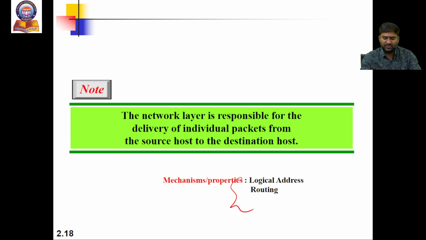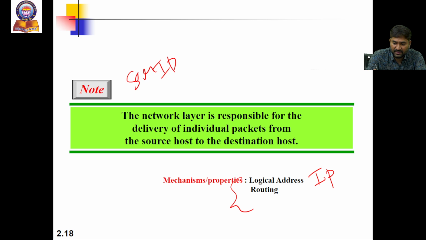It has two mechanisms: logical address and routing. Logical address is nothing but an IP address. When the packet is received by the network layer, the network layer adds an IP address here. We add the source IP address and destination IP address at this layer. And routing is one type of mechanism where our packets are routed from one device to another device.